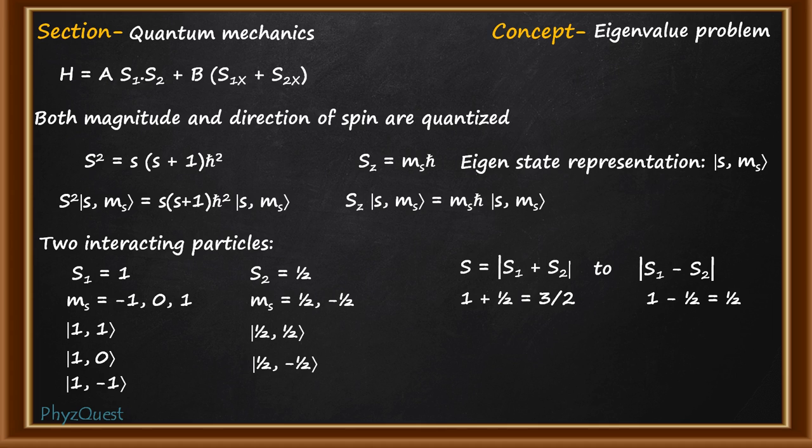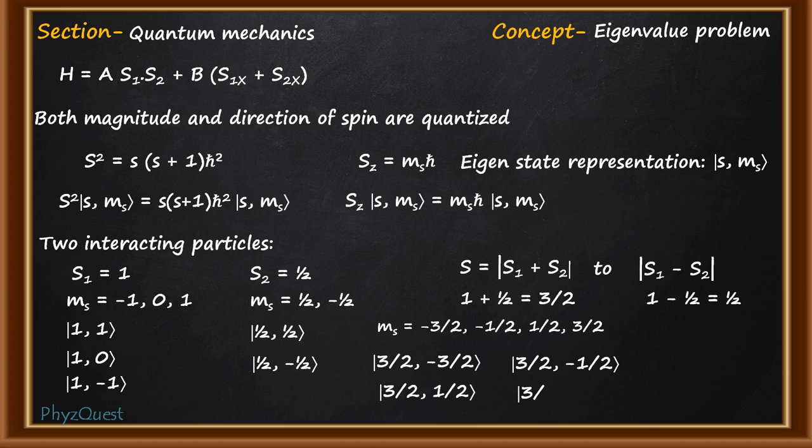Here 3 by 2 is the maximum value and 1 by 2 is the minimum value. Now for the magnitude of S, if you want to write the possible ms values for 3 by 2, they will be minus 3 by 2, minus half, half, 3 by 2. So the states will be minus 3 by 2 minus 3 by 2, minus 3 by 2 minus half, and so on up to 3 by 2 3 by 2. These are the possible eigenstates.